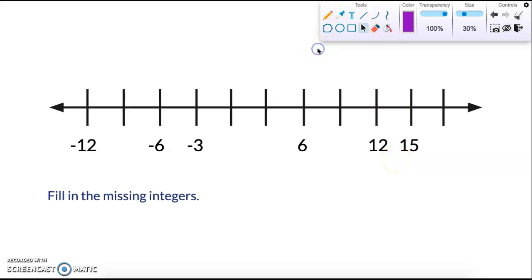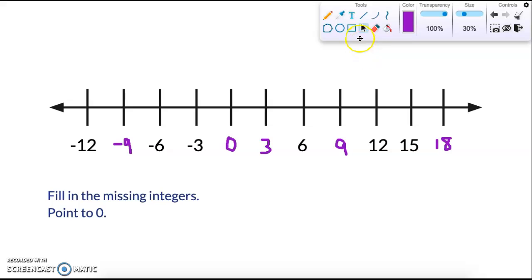So when I go ahead and fill in the missing integers, I'm going to start over here. 12, 15 plus 3 is going to be 18. And then 6 plus 3 is 9. Okay, we have 2 blanks here, so I'm going to do 6 minus 3 is 3. 3 less is 0. And then negative 6, negative 9, negative 12.